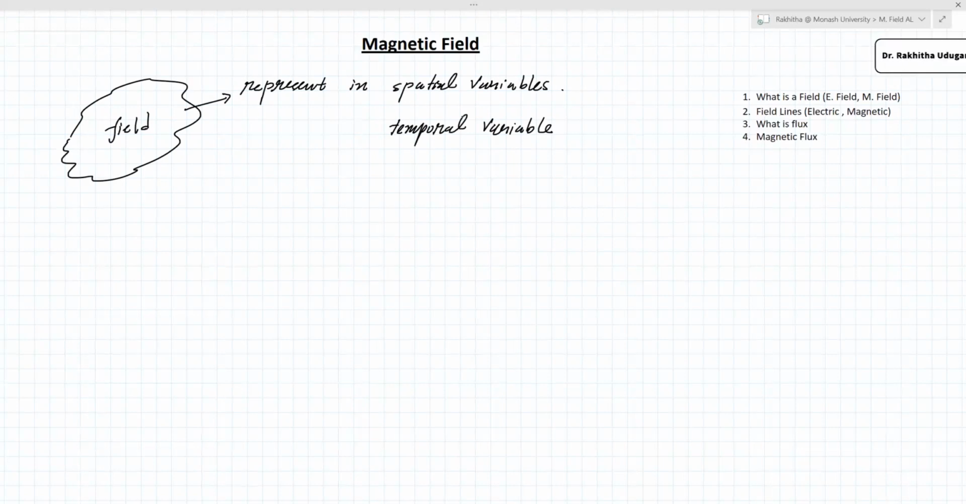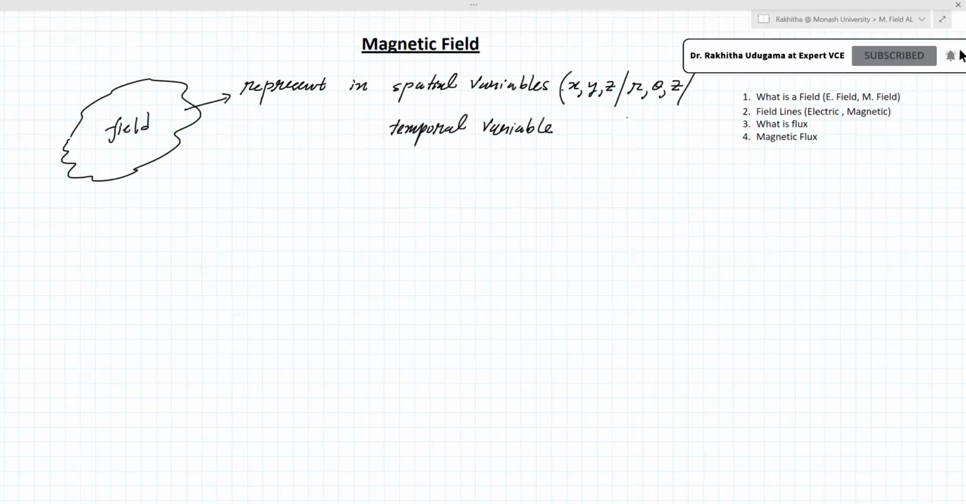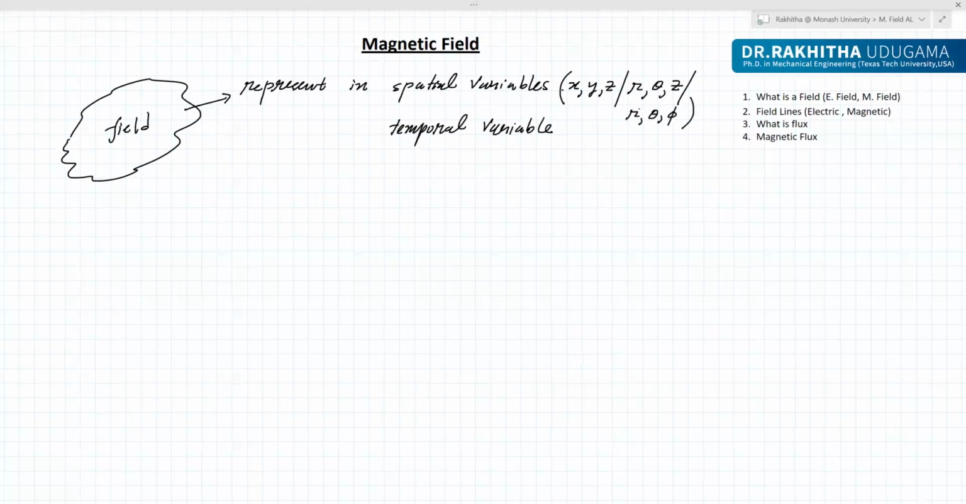This is very easy. A spatial variable is space dependent: x, y, z in Cartesian. If you go to cylindrical, you can say r, theta, and z. Or if you go to the spherical coordinate system, you can say r, theta, and phi. All of these are spatial variables. These things define the space. The other type of variable is the temporal variable. The temporal variable is time, t.